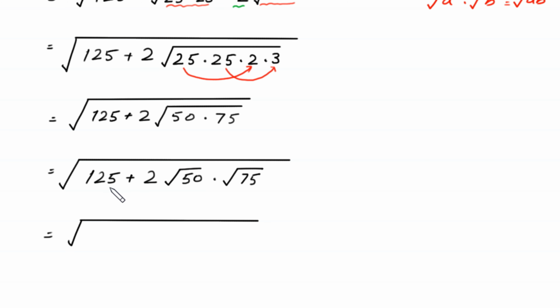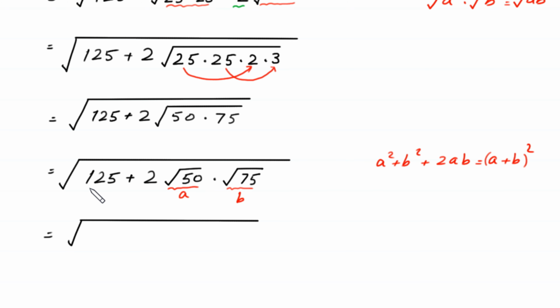Now we want to write this expression in the form of a perfect square according to this algebraic identity: a squared plus b squared plus 2ab is equal to a plus b whole squared. In this expression we suppose that this square root of 50 is a and this square root of 75 is b. So we have here 2ab. We need these two terms, a squared plus b squared.